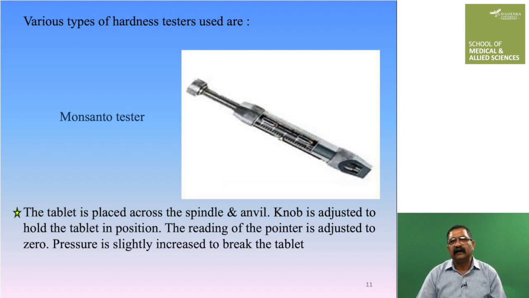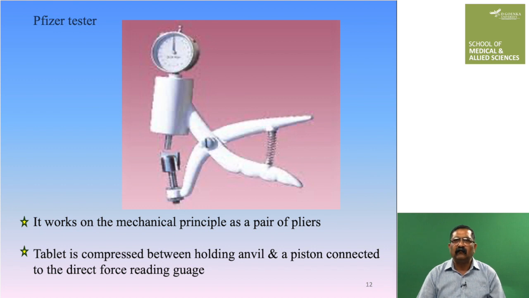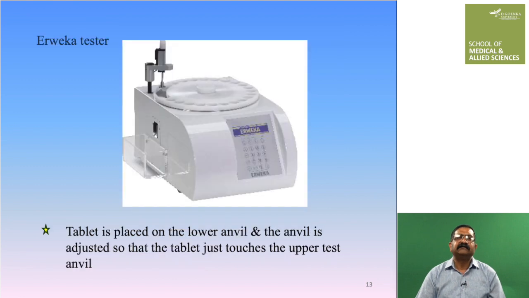In the Monsanto tester, the test tablet is placed across the spindle and the anvil and held in position. The reading of the pointer is adjusted to 0. The pressure is slightly increased to break the tablet. Similarly, the Pfizer tester works on the mechanical principle of a pair of pliers. In this tester, the tablet is compressed between a holding anvil and a piston connected to the direct force, which causes the reading on a gauge. The Erweka tester is used in the same way. The tablet is adjusted to the anvil, and when the tablet just touches the upper anvil, the force is applied.